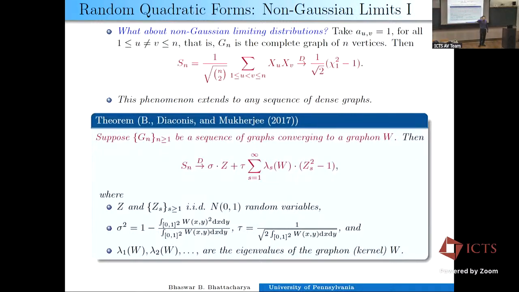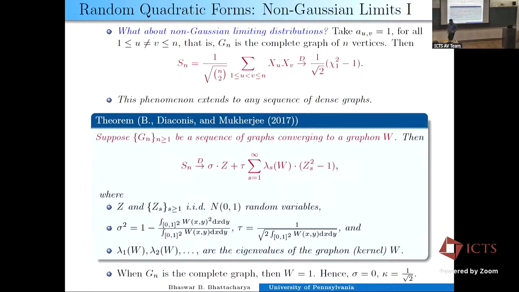This graphon is a kernel, right? It's a symmetric function, so it's an operator. So these are its eigenvalues. If you look at that result, a complete graph corresponds to taking W equal to 1. Everything is 1. In that case, this sigma is 0, and it has only one eigenvalue, and you put things together, you get that. So we have a class of examples where the limit can have a non-Gaussian component given by a quadratic form, given by a centered chi-squared. Also, we have many examples where it's normal.